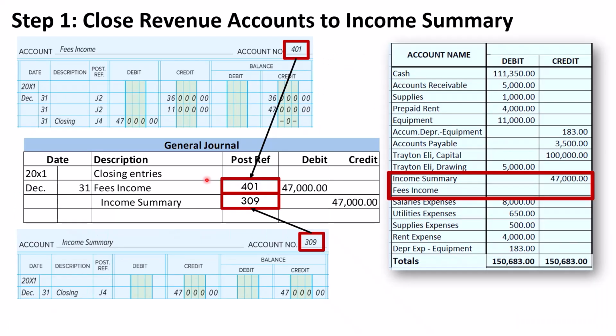We update the journal entry to show the account number 401 for the fees income account and account number 309 for the income summary account, so that it is apparent that the entry was posted. After this entry is posted, the revenue account is 0, and the income summary account shows a credit balance of $47,000.